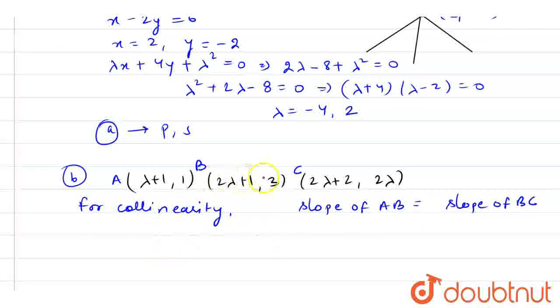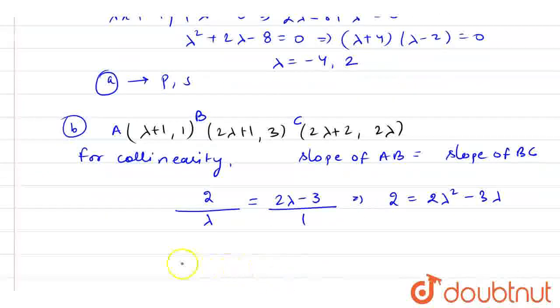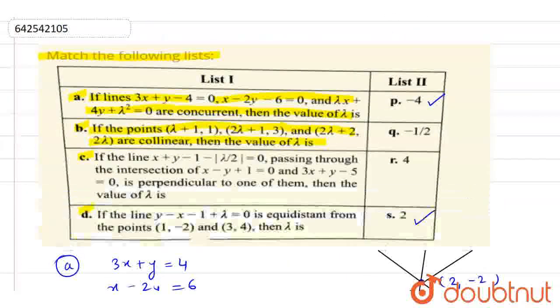Now what is the slope of AB? That is y2 minus y1 over x2 minus x1, that is 2 lambda plus 1 minus lambda minus 1, so we have 2 by lambda. Now this equals the slope of BC, and we have 2 lambda minus 3 by 2 lambda, which will get cancelled out, and we have 2 minus 1 equals 1. Now if I solve this, I'll get 2 equals to 2 lambda square minus 3 lambda. Now finally we have 2 lambda square minus 3 lambda minus 2 equals to 0, and the value of lambda from here you can count as 2 and minus 1 by 2.